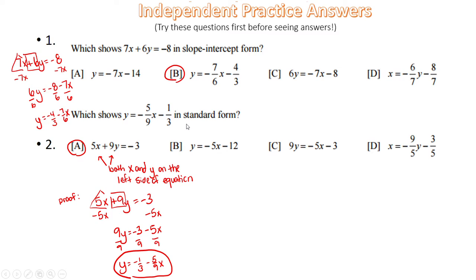Now number 2 is asking us to put this in standard form. So right now there's only one equation that has both x and y on the left side, and it's equal to one number. It's okay that it's equal to a negative number. Now that alone tells me that A is my answer. But if you wanted me to prove that the A is my answer, I could solve it by moving over my 5x, by making it minus, and dividing by +9. So -3 divided by +9 becomes -1/3, and then -5 divided by 9 does not reduce. But this is the same answer that I started with, so I know A is my answer.